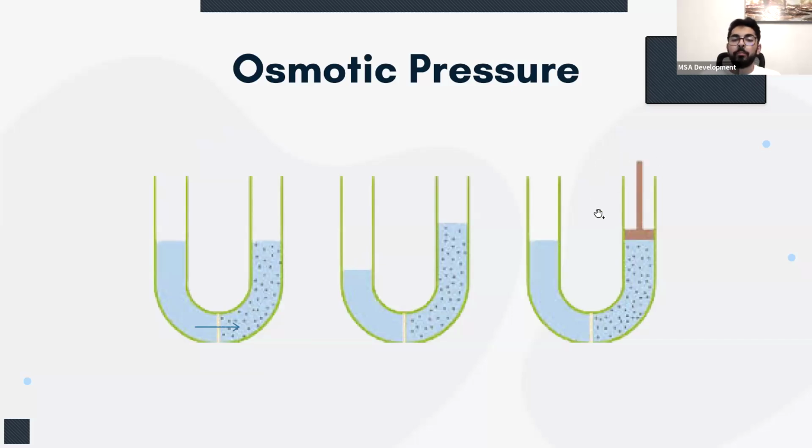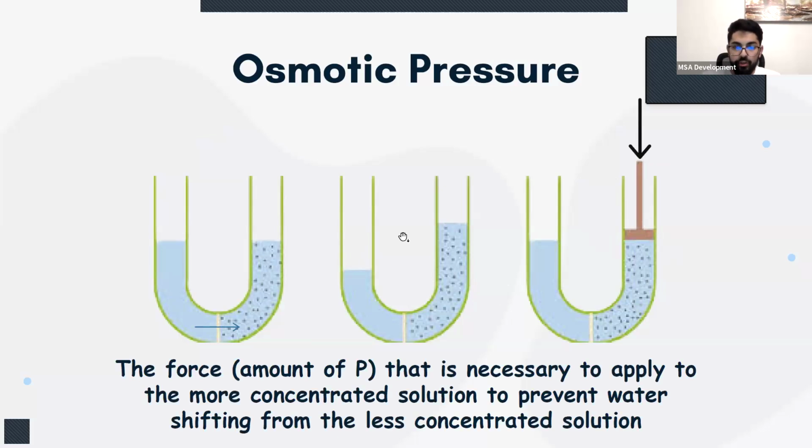Now, if you apply pressure to the area of the higher concentration or the higher osmolarity, you can prevent the shifting of water from this side to this side, okay? And this pressure that you apply is called the osmotic pressure. The osmotic pressure is the amount of pressure that you need to apply to the compartment of the higher concentration to prevent the shifting of fluid from the area of low concentration to the area of higher concentration, okay? One important thing that you need to know about osmotic pressure is that it's dependent on the number of particles here, not their weight, not their size, only their number, the number of particles.